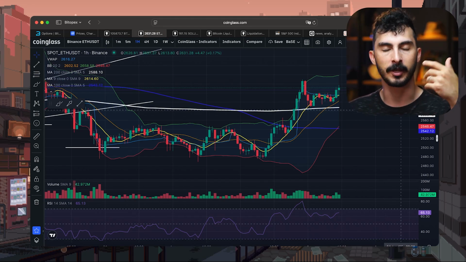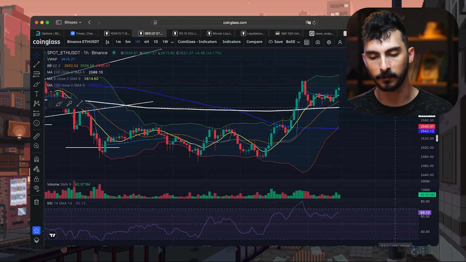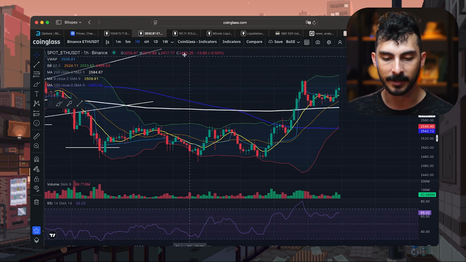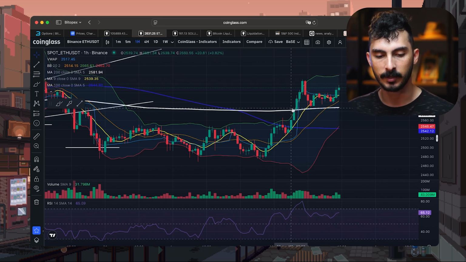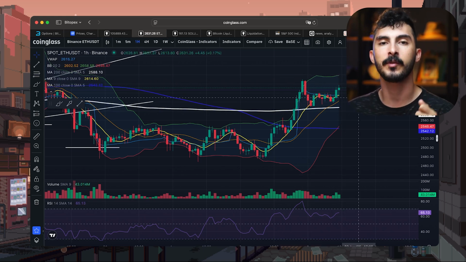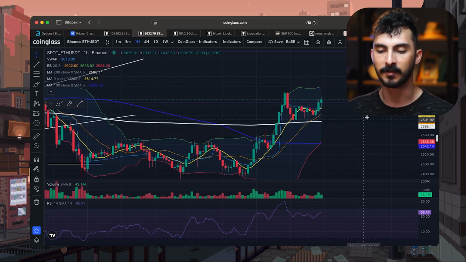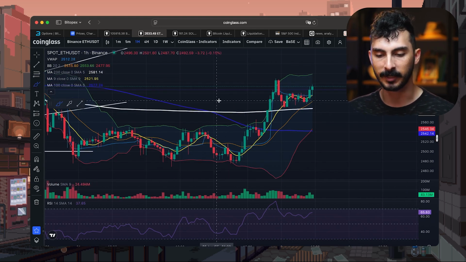I usually tend to go right here to CoinGlass. You can go to TradingView, whatever you feel comfortable with. And right out of the bat, I switch to the 1 hour and I can see the 200 moving average, which is very strong. We love that here. This is a very good moving average. It held perfectly right here.